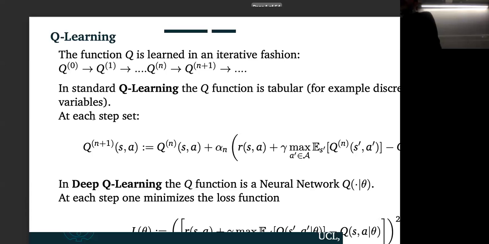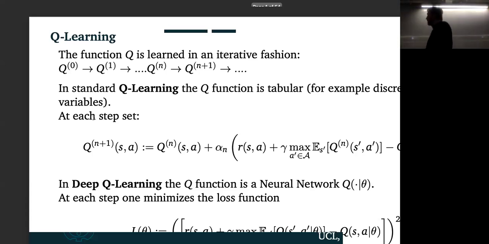Right. Here we're working in discrete time. So from the very beginning, I set the problem in discrete time, and this is the reason why we can use the Q learning. Okay, that's the reason.